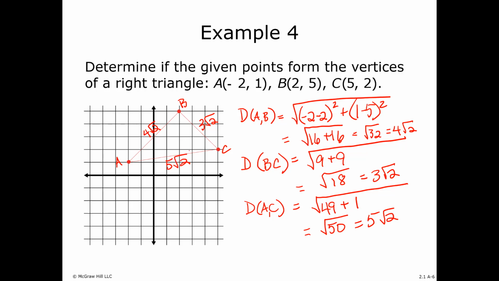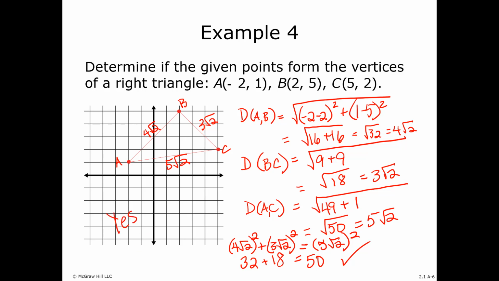So we're going to see if this is a right triangle by using the Pythagorean theorem. We can see that 5 square root of 2 is the longest side, so that would be the hypotenuse. So 4 times the square root of 2 squared plus 3 times the square root of 2 squared should equal, if it's a right triangle, 5 square root of 2 squared. So that's 16 times 2 is 32, plus 9 times 2 is 18. Does that equal 25 times 2, which is 50? And it does. So yes, it is a right triangle.